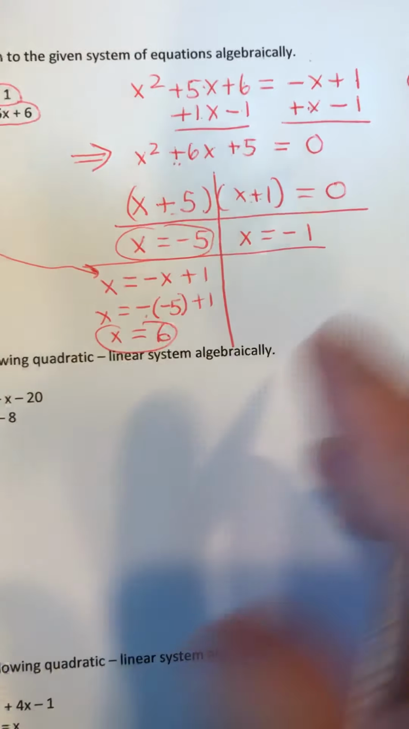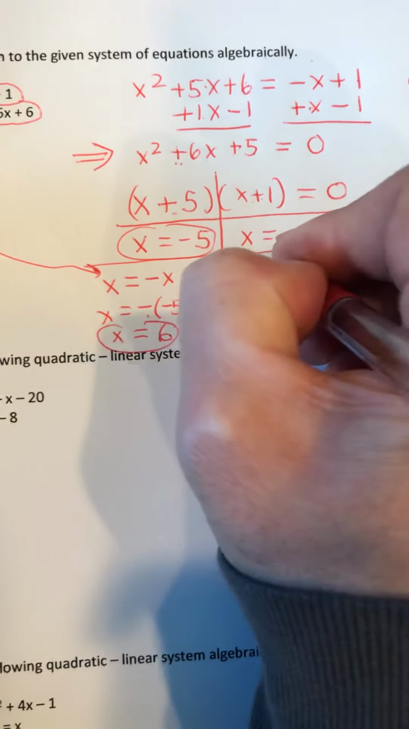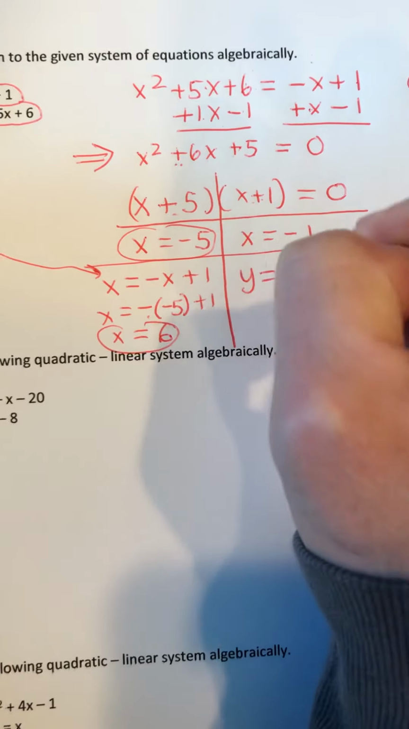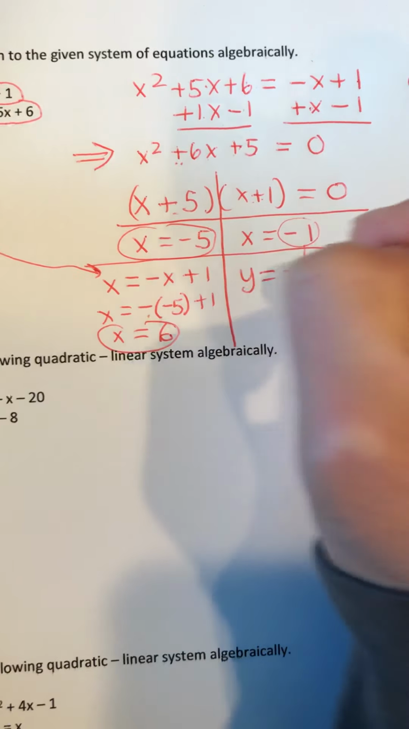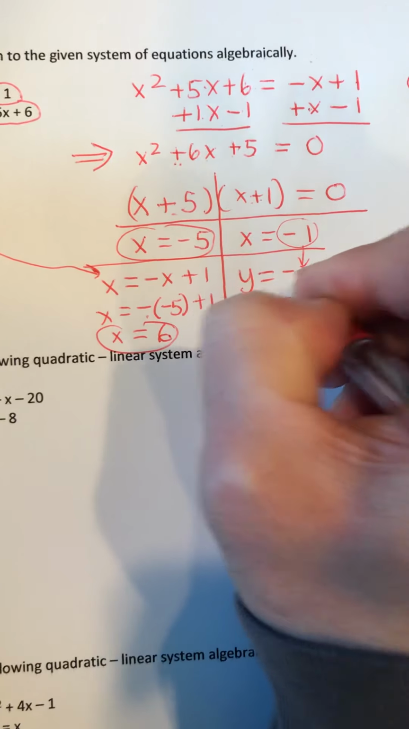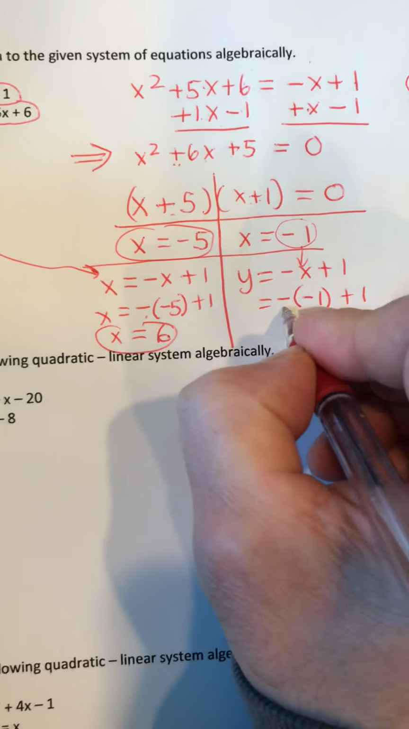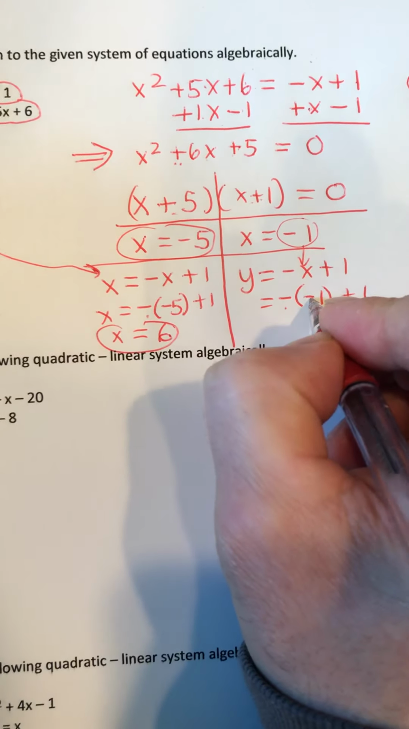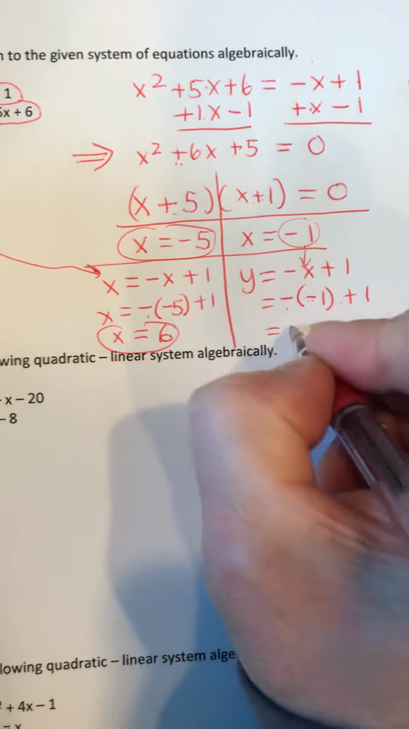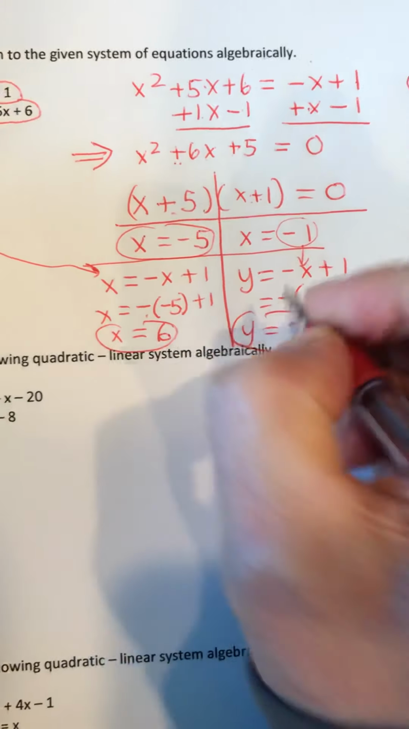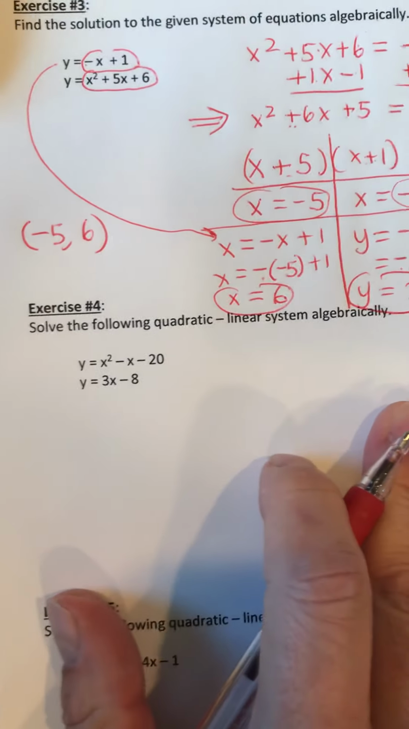Then I'm going to plug it in again into one of the equations. I'm going to put this negative 1 in. Keep in mind that it's a negative x, and x is negative 1. So it's negative negative 1 plus 1. Negative negative 1 is plus 1. 1 plus 1 is 2. All right? And that's my second solution. Negative 1, 2.